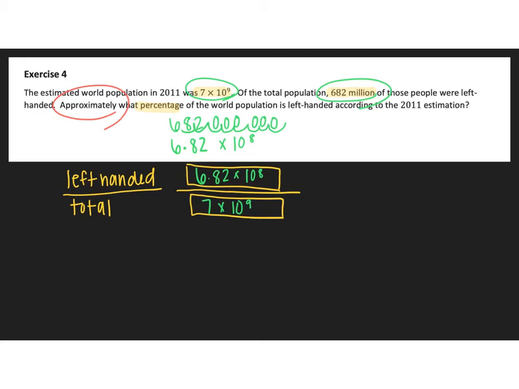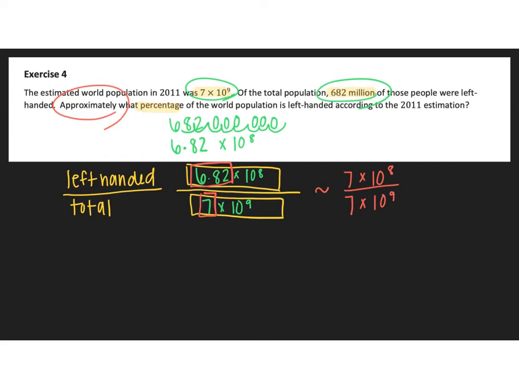So what I'm going to do is, I know that 6.82 is very close to the number 7. And if I have two 7s, then it's going to be a lot easier. So this is essentially very close to 7 times 10 to the 8th power. And then this is 7 times 10 to the 9th power. Okay.